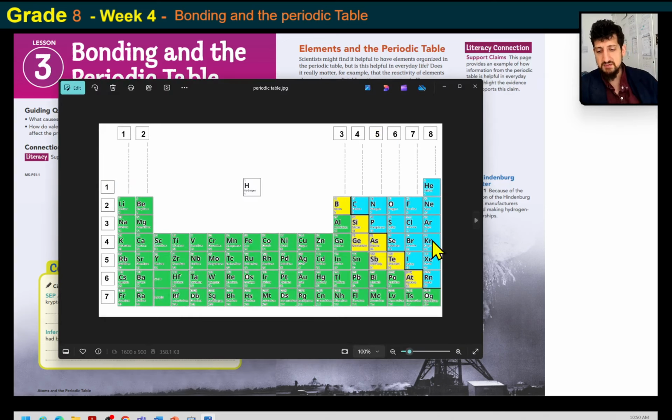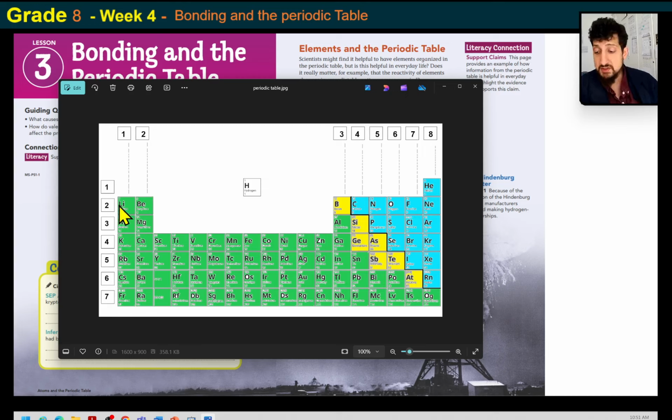All of these guys are very stable because they've got a full outer shell. They don't need any electrons from anyone, and they don't need to donate any electrons to anyone. So these ones here are very stable. These ones here are very reactive. These are reactive nonmetals. These are the most reactive metals.